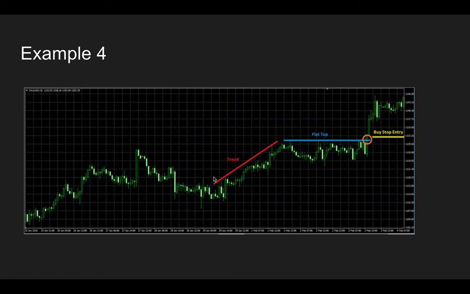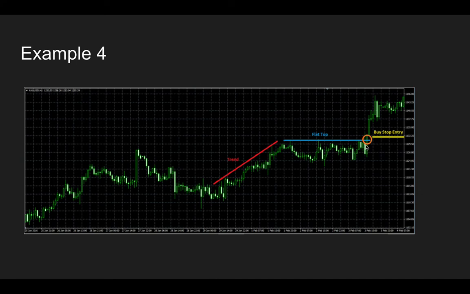Example number 4, same thing. As you can tell, the red trend line right here shows that the stock is trading at higher support every single time. Higher support, higher support, higher support. Consolidates with this flat top right here. Very, very flat as it can get, like ruler flat.